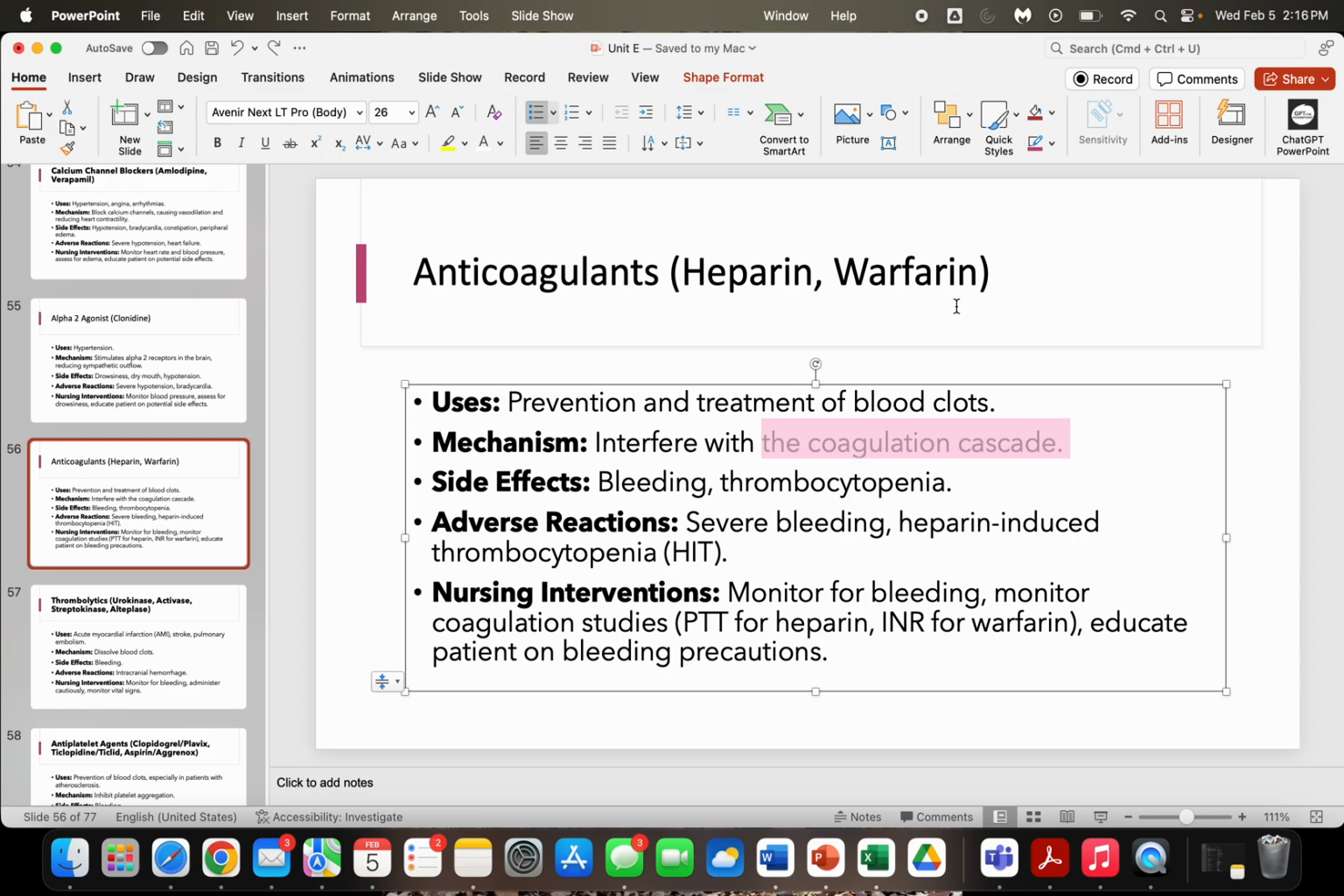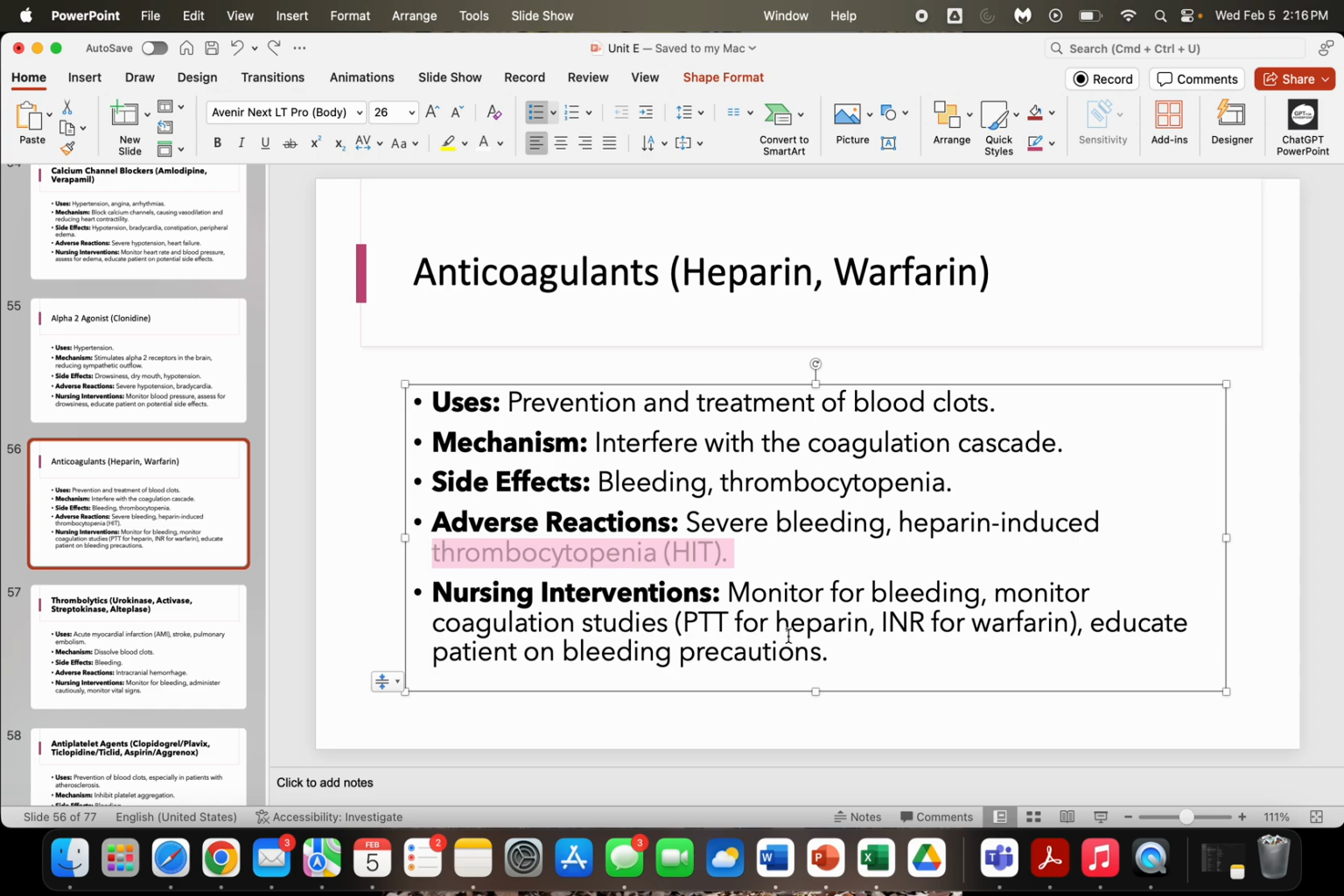Side effects from these, if we give too much, and there's a reason we have to monitor the levels of these drugs in patients, is because they can bleed, okay? We can give too much, or it can be overly therapeutic, and we cause them to basically bleed out, or their blood count goes down too significantly. There's another thing called heparin-induced thrombocytopenia, where their entire blood count goes down. Their red blood cells, their white blood cells, their platelets. Really important to monitor for any bleeding in these types of patients, okay?